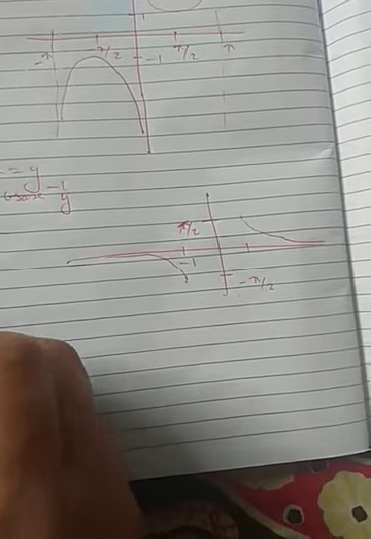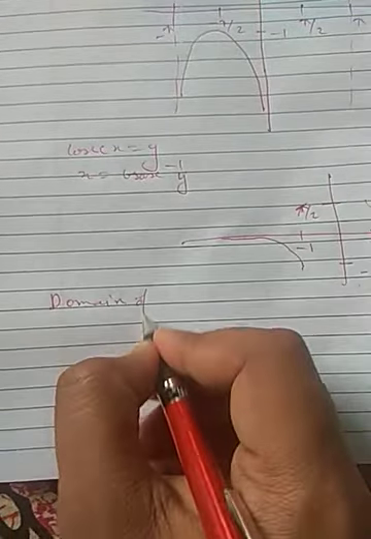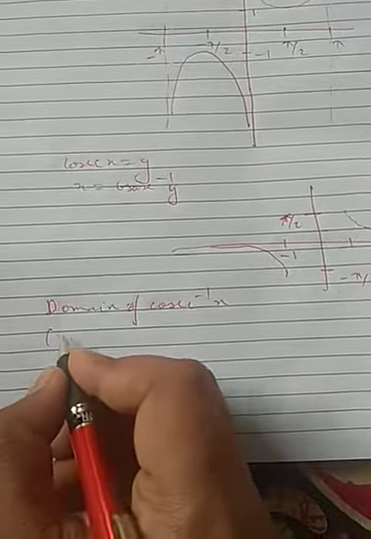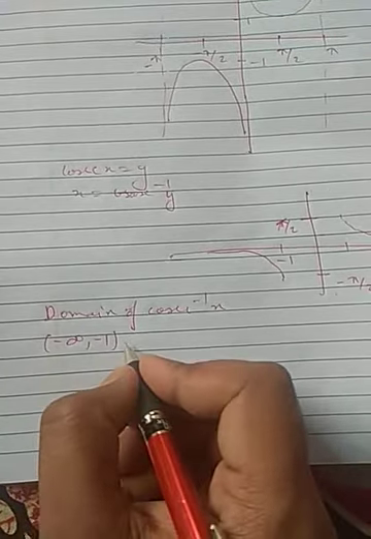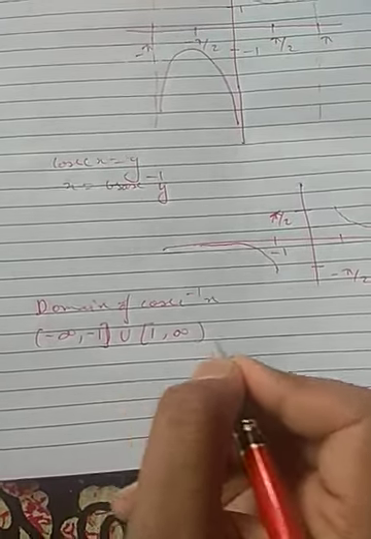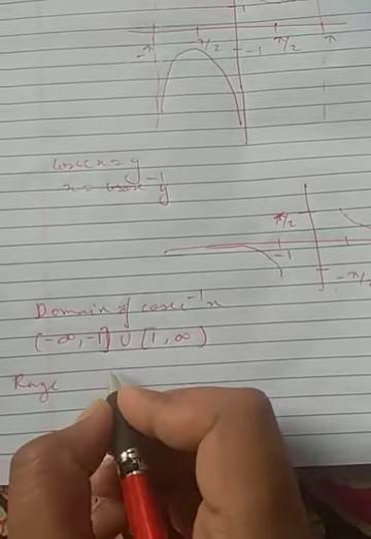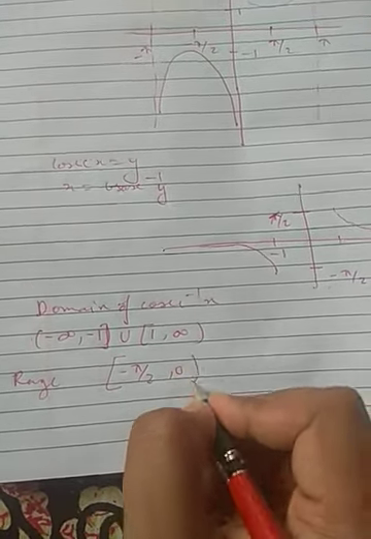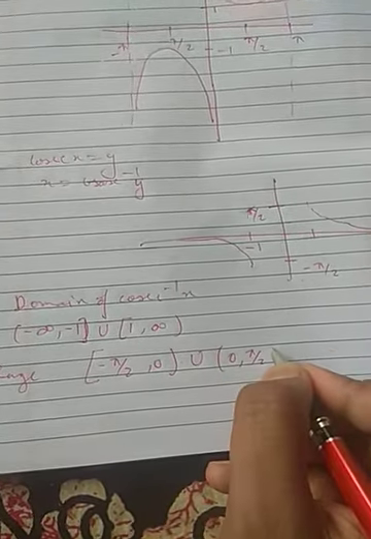And here the domain of cosec inverse x will be minus infinity to minus 1, union 1 to infinity, and its range will be minus pi by 2 to 0 open interval, and union 0 to pi by 2.